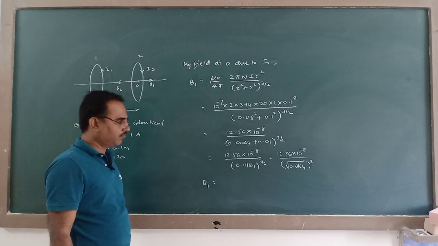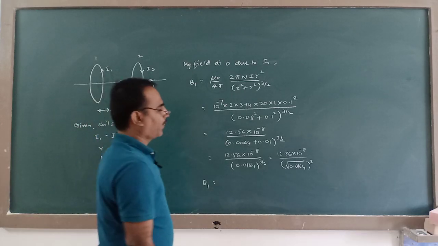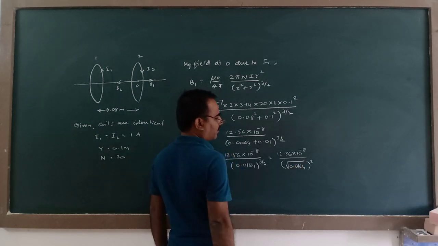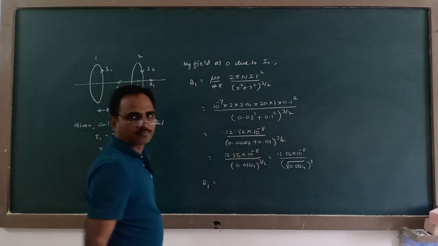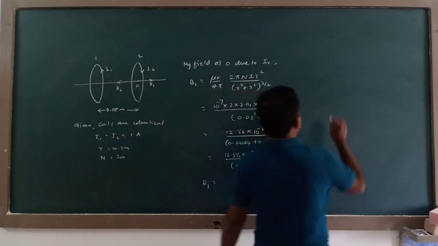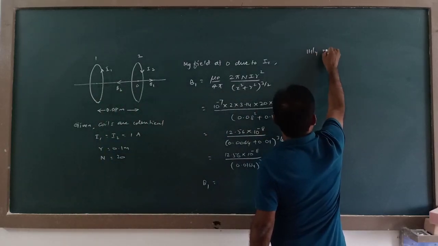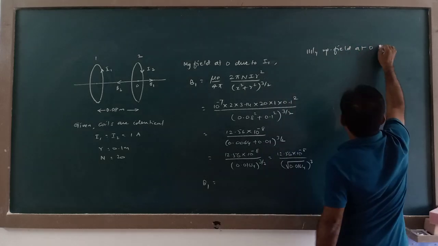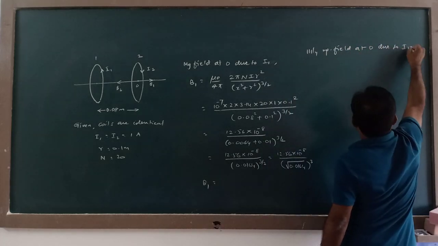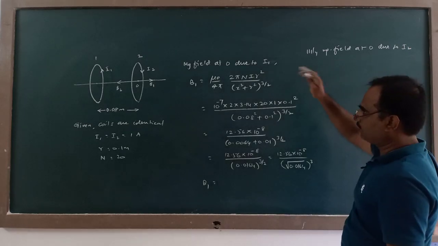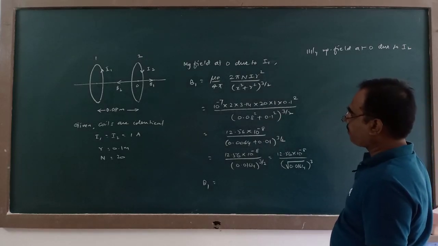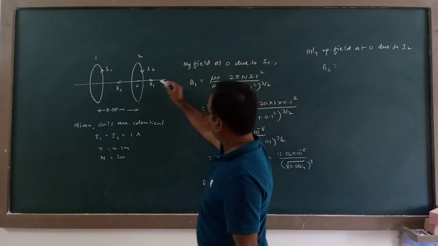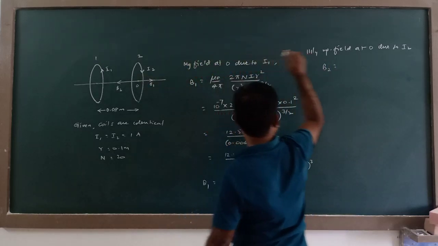You find this value, you will get B1. So you find the square root of this and you cube it, you will get this B1. Similarly, magnetic field at O due to I2, this one, B2. So this point O is at the center of the second coil.